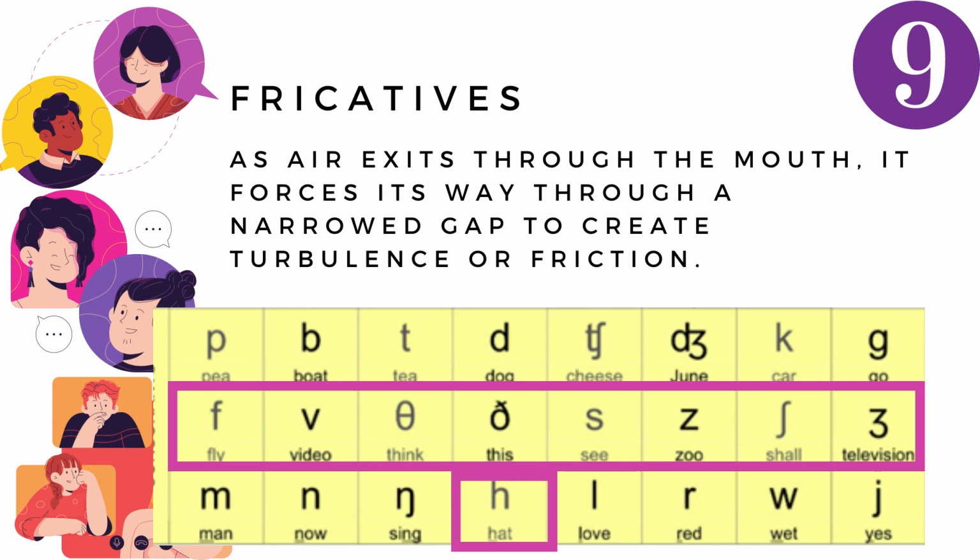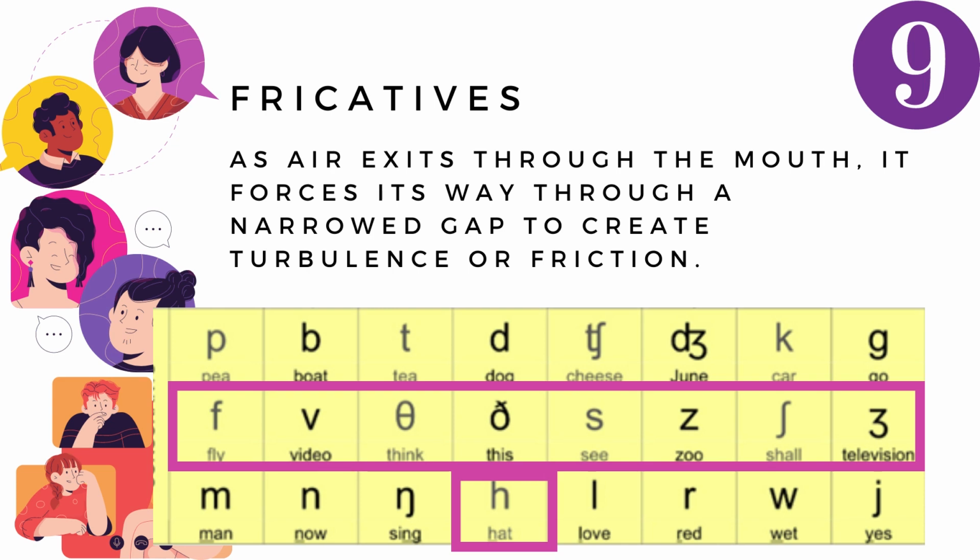Next, we have fricatives. These sounds are produced by squeezing air between a small gap as it leaves the body. So what happens is you could constrict your vocal tract, or you could bring your mouth into position to block the passage of the air, but there is no complete closure. So the air moving through the mouth generates audible friction.